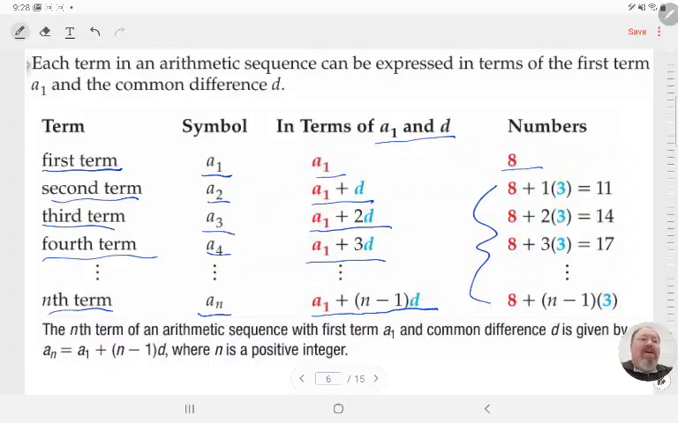And then here are some numbers to look at, on how you would calculate that out. So for example, if the common difference was 3 and the first term was 8, it would be 8 plus 1 times 3, which would give me 11. 8 plus 2 times 3, which would give me 14. 8 plus 3 times 3, which would give me 17. And then if I wanted to know whatever term, I would have this equation here, and I could plug whatever term I wanted in for the n, and I would solve and get the value of that term. So the nth term of an arithmetic sequence with the first term a subscript 1 and common difference d is given by this formula right here, okay, where n is a positive integer.